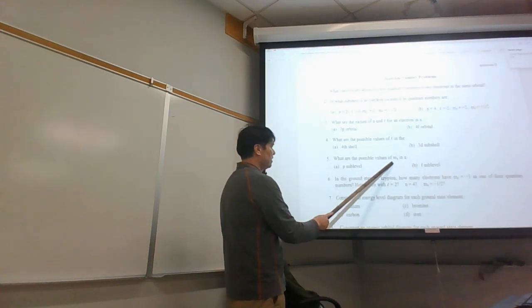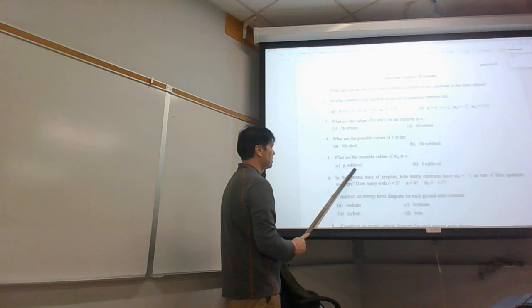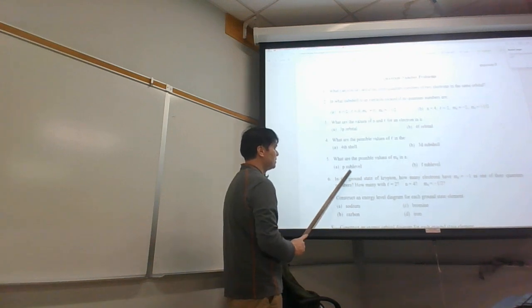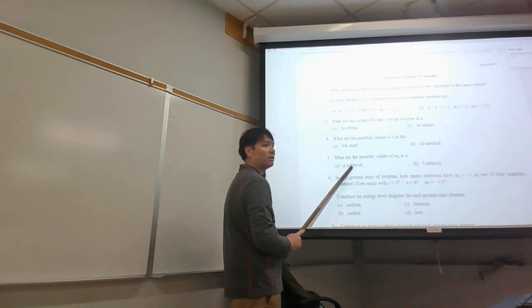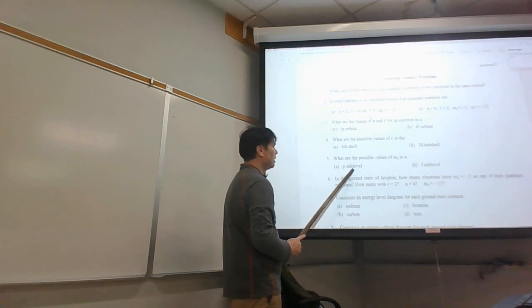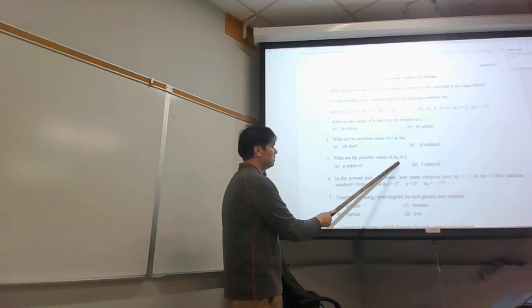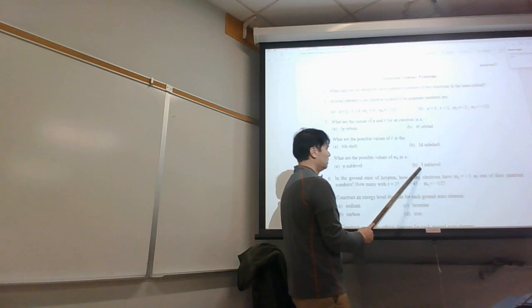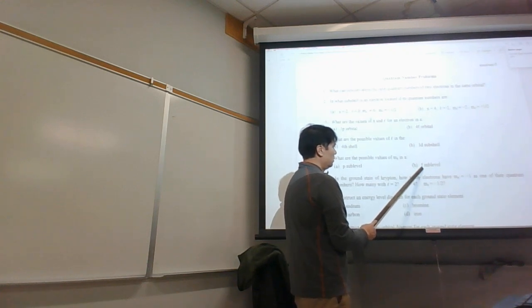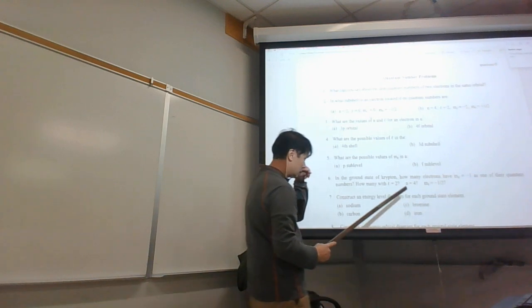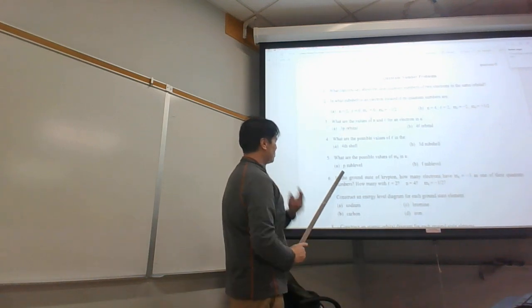What are the possible values of M in a P sublevel, P subshell? Subshell and sublevel are the same thing. So what are the possible M values? -1, 0, 1. They're based on L, L equals 1. The F subshell: -3 to +3. That's 7 values altogether, from -3 through 0 to +3.